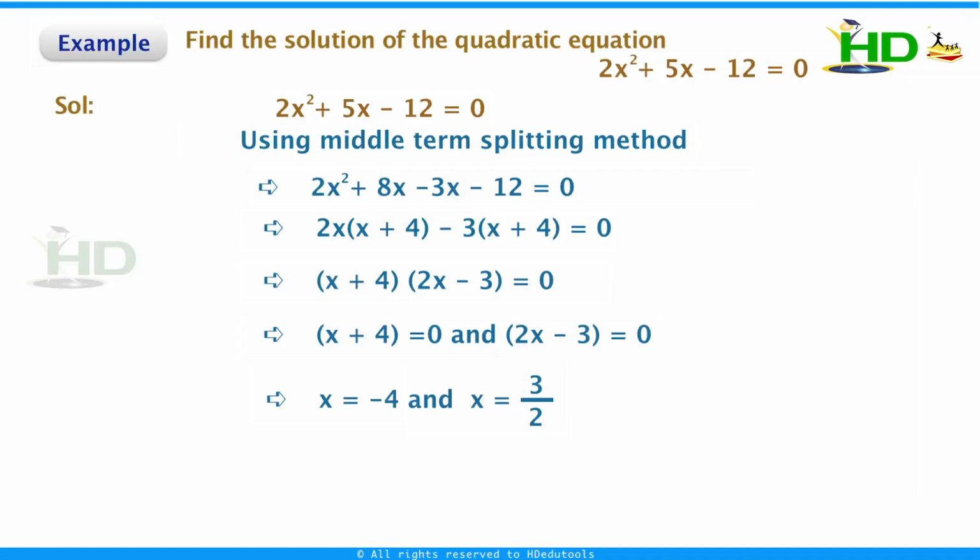If you substitute the value x is equal to minus 4, it is a zero of this polynomial, so the equation is satisfied. Similarly, if you substitute the value x is 3 by 2, then also it is satisfied. Therefore, the roots of this equation are minus 4 and 3 by 2. This is the factorization method, and this method is called the middle term splitting method.